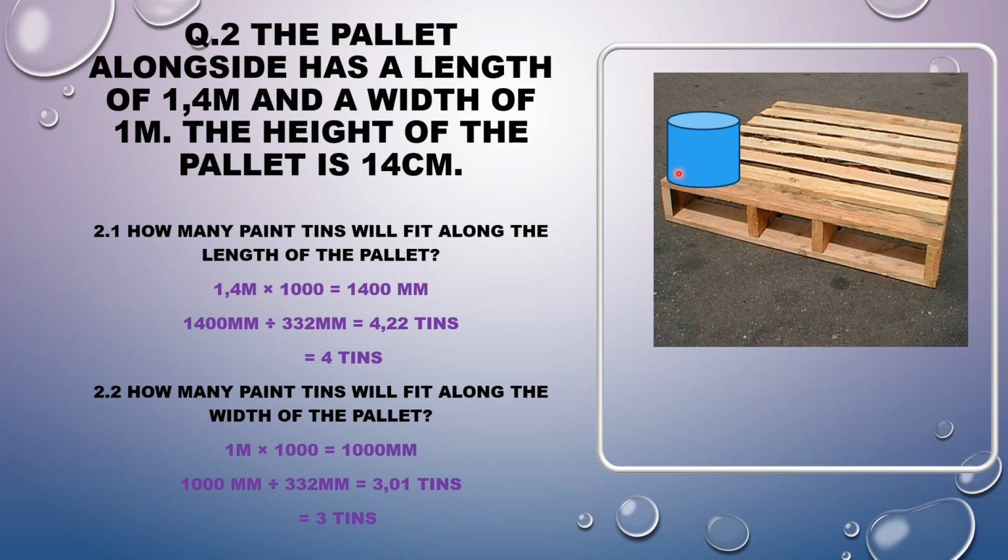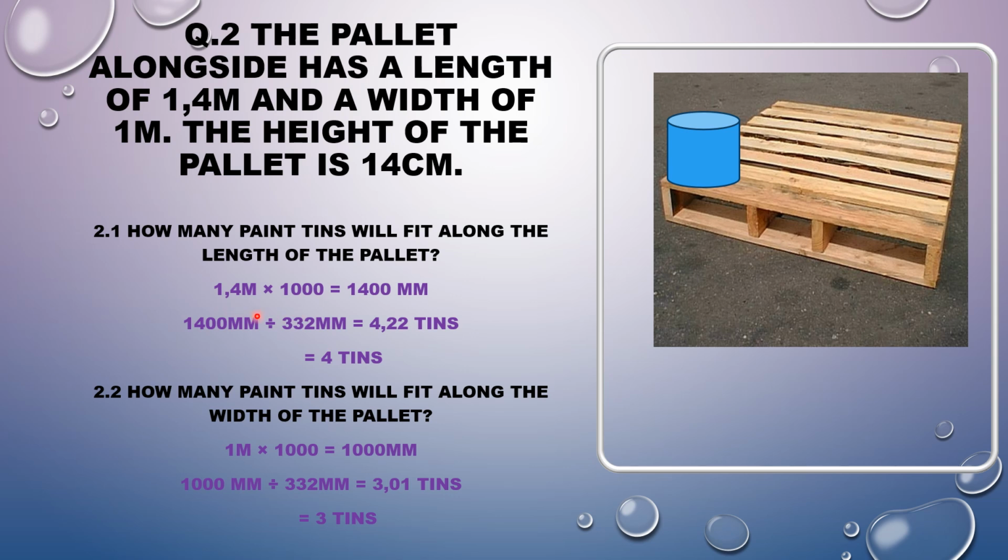So from here to here, the paint tins that we discussed in the previous question. Okay, so what I want to do first is convert. So I'm going to say 1.4 meters, which is the length. I want to convert it to millimeters. Remember, when we go from meter to millimeter, we multiply by 1,000.